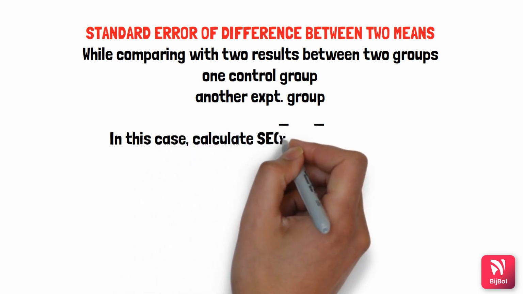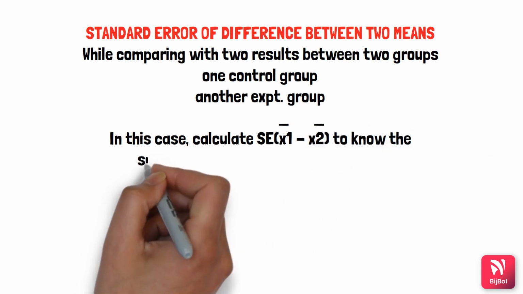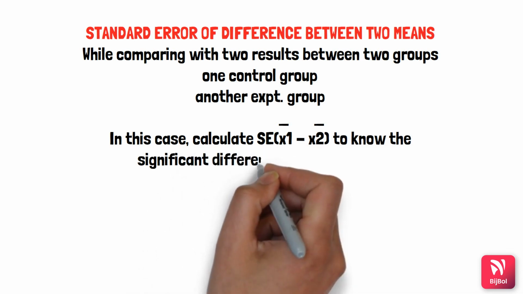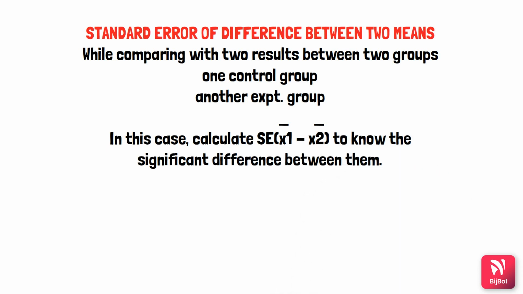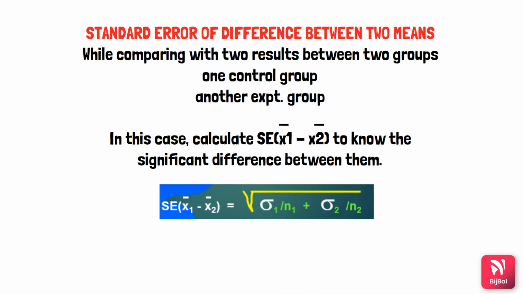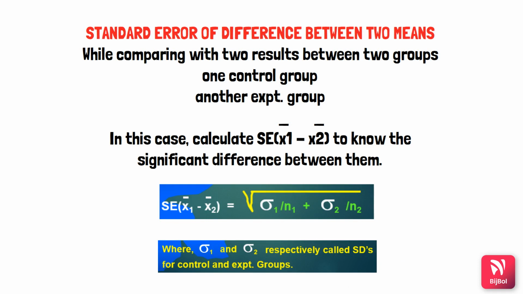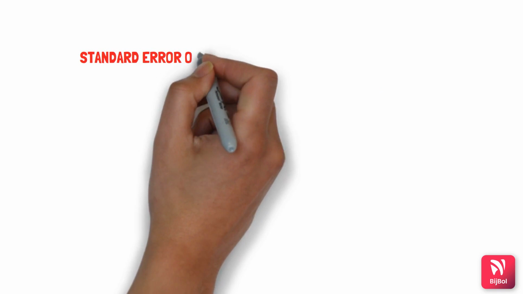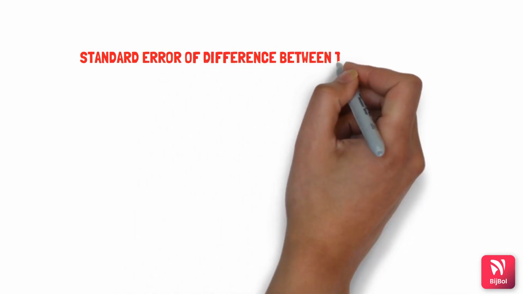Now for that, what would be the equation? The standard error of difference between two means would be the square root of the standard deviation of sample 1 squared divided by the sample size of the first group, plus the standard deviation of the second squared divided by the sample size of the second. That is, sigma is denoted by standard deviation and n is denoted by the sample size, respectively, for the two groups.